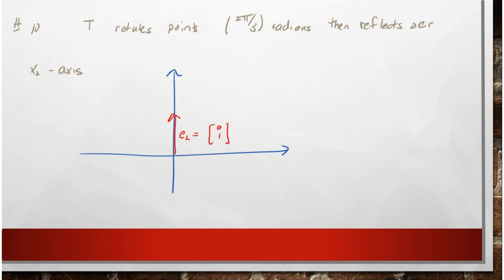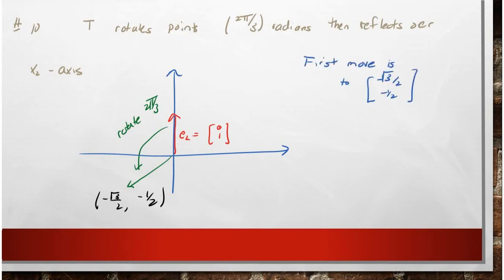So now we've got to start all over again for the vector E2. And this is a little bit more tricky because you have to imagine in your head moving this vector an amount of 2 pi over 3 radians. So think about where that would be. It'd be a little bit more than 90 degrees over in the third quadrant. That angle right there turns out to be 7 pi over 6. And the coordinates of that vector are minus square root of 3 over 2 and minus 1/2. So the first move is to the vector minus square root of 3 over 2 and minus 1/2.